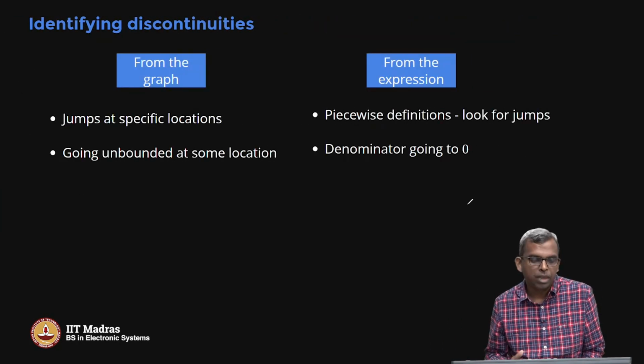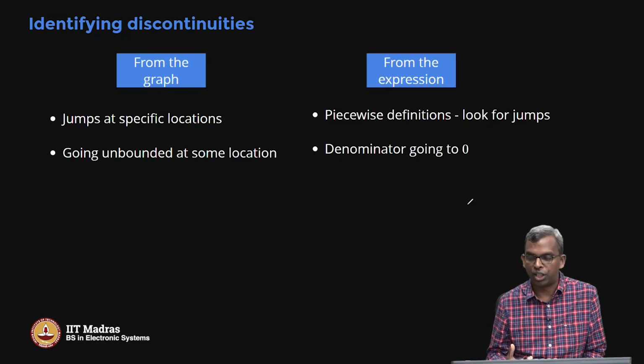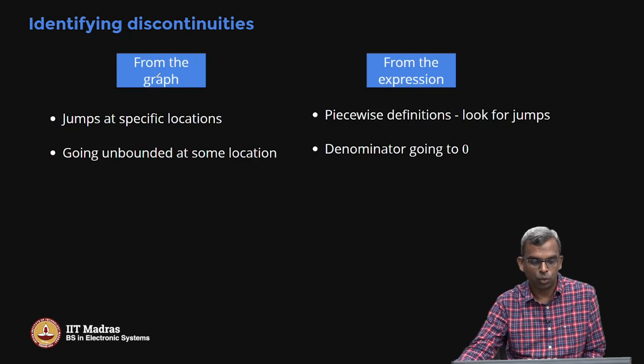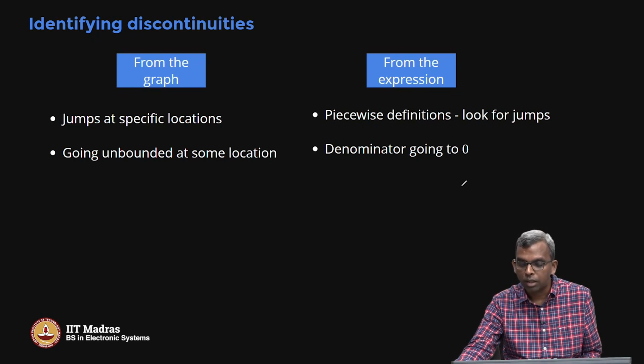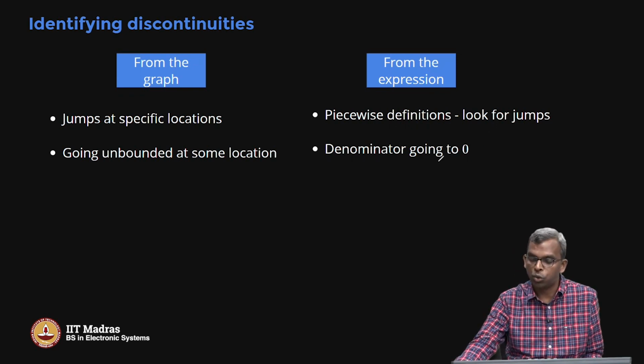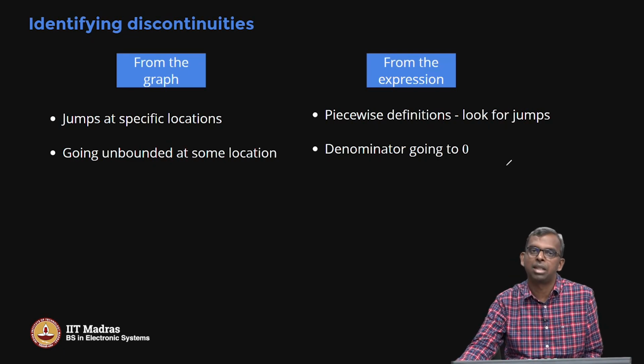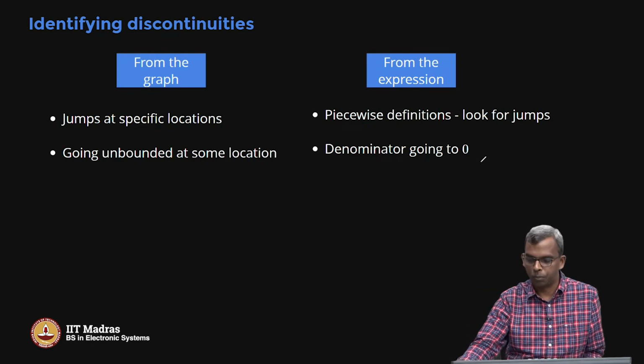In summary, if I have to identify discontinuities for a function, I can do so from the graph. In the graph, I have to look for jumps at specific locations, or things going unbounded at some location. This is a clear indicator. From the expression for the function, if there is a piecewise definition, you can look for jumps, or you have to be very watchful whenever the denominator goes to 0. When the denominator goes to 0, you may have a removable discontinuity which you have to establish analytically, or you may have things going off to infinity which may be easier to identify and fix.